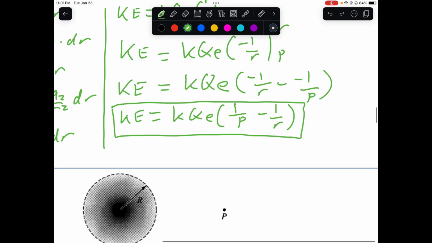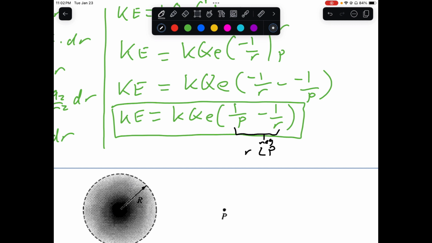So just like a mental check, little r is less than P, which means that 1 over P is going to be smaller than 1 over little r. So I've got a smaller number minus a bigger number, which means that what's inside the parentheses is negative.